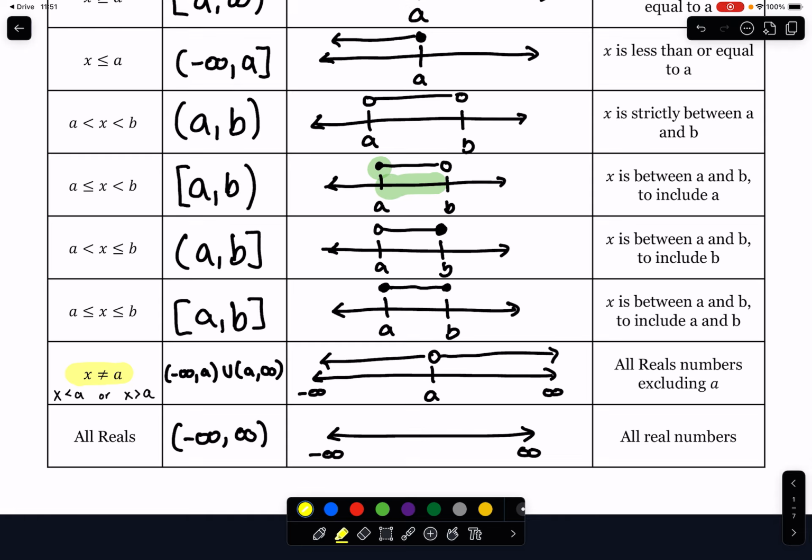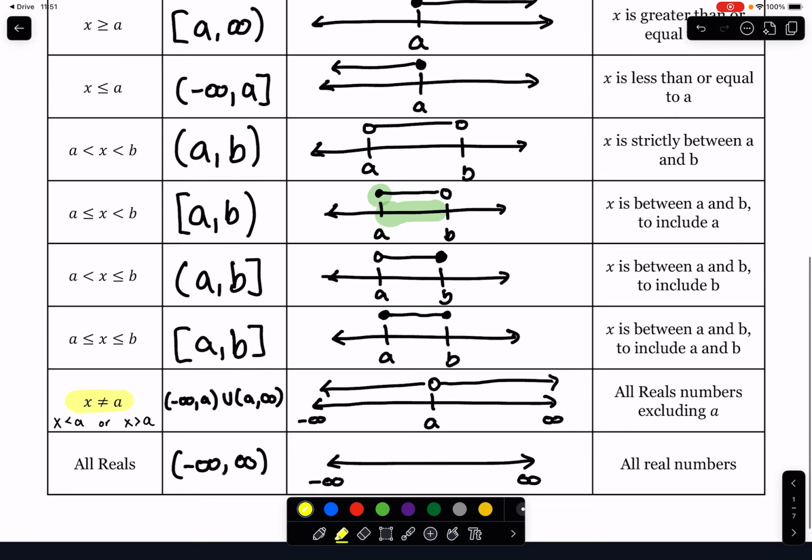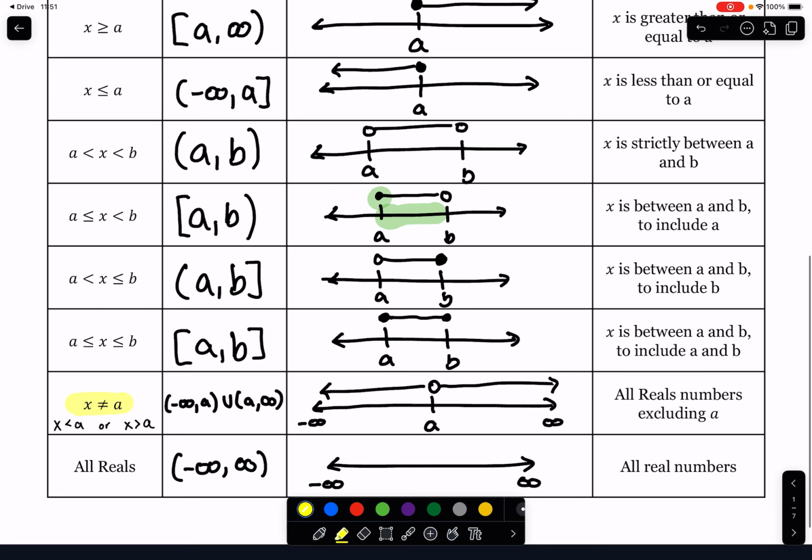Okay. So this is the first part on using interval notation. And on the next video, I'll go over how we use this interval notation to determine the domain and range of a relation using a graph.